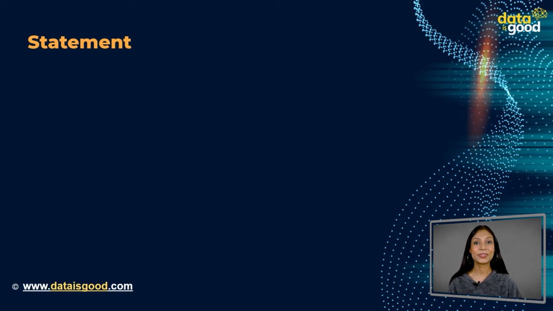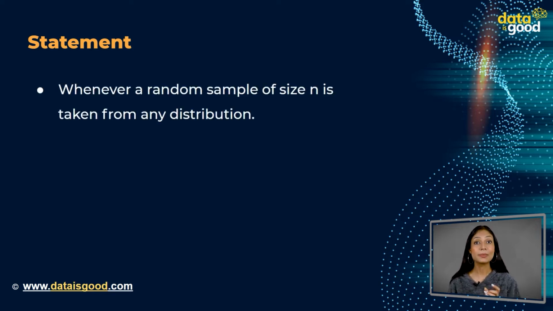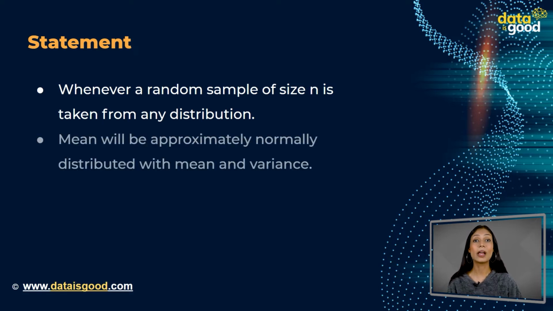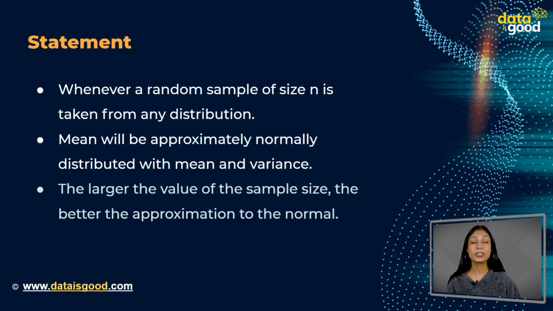The Central Limit Theorem states that whenever a random sample of size n is taken from any distribution with mean and variance, then the sample mean will be approximately normally distributed with mean and variance. The larger the value of the sample size, the better the approximation to the normal.